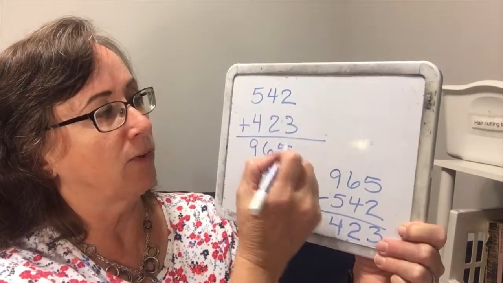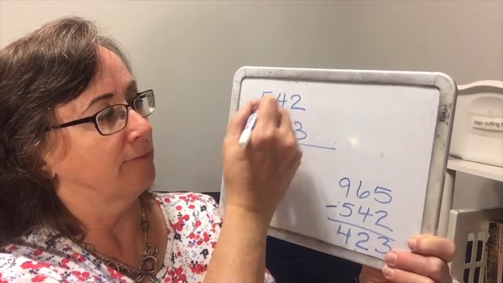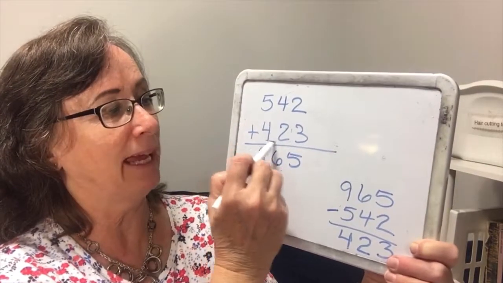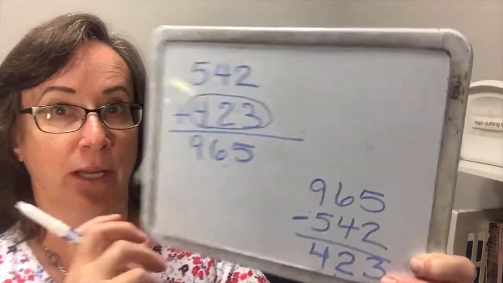So 2 plus 3 is 5. 4 plus 2 is 6. 5 plus 4 is 9. And we have correctly found the number that was added.